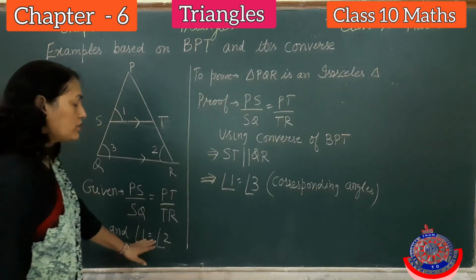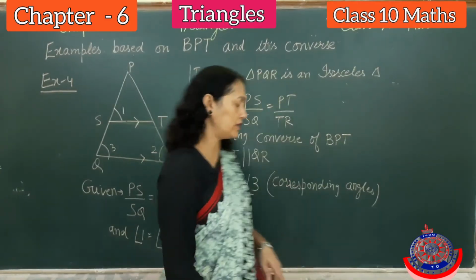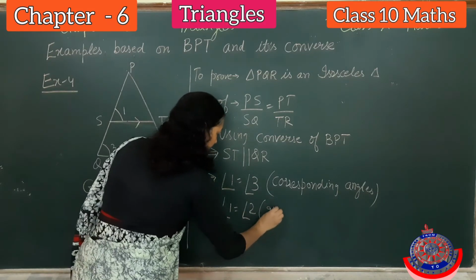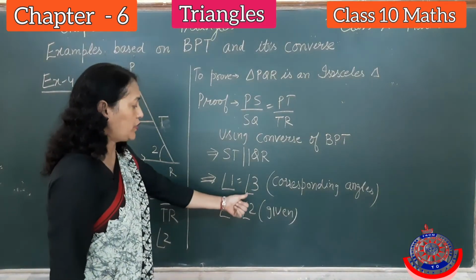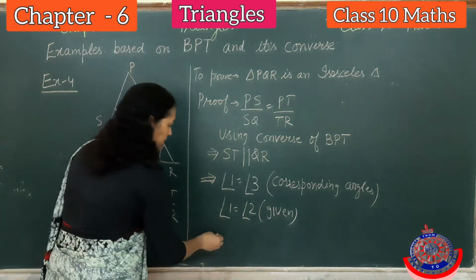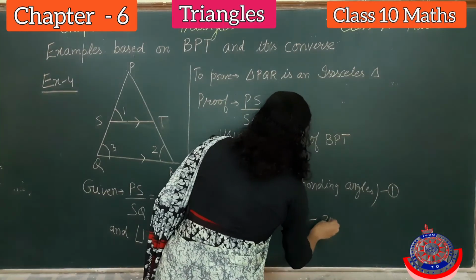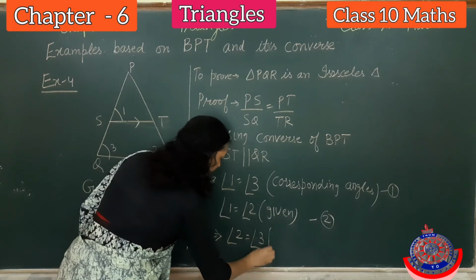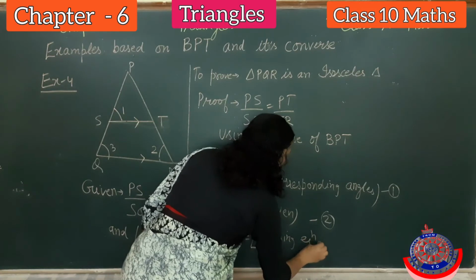Now angle 1 equals angle 2 is given to us, and angle 1 equals angle 3 we have proved. Two angles equal to the same angle are equal to each other. You can name them as equations. From equation 1 and 2, angle 2 is equal to angle 3.